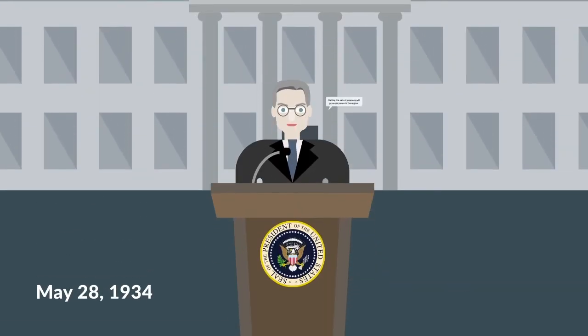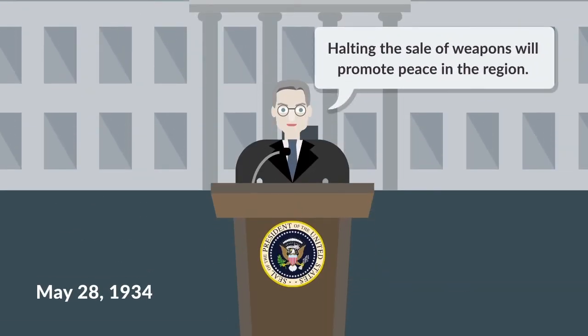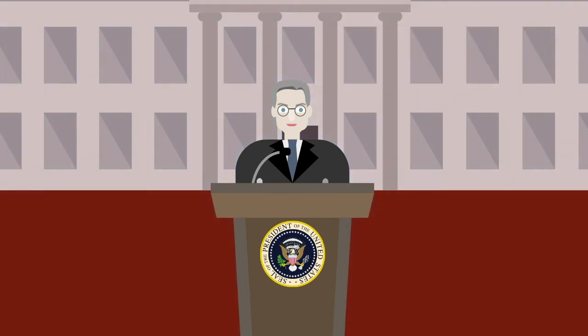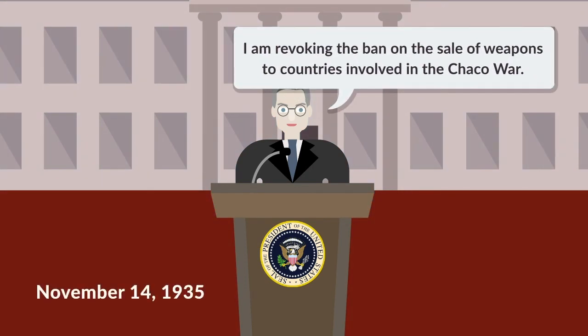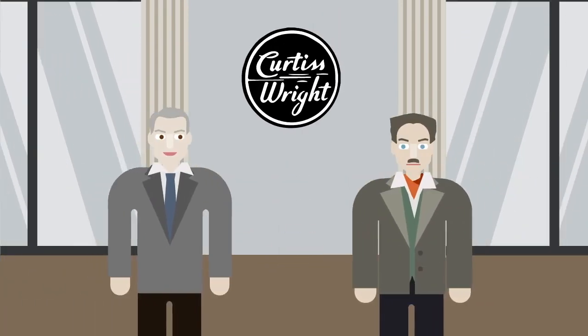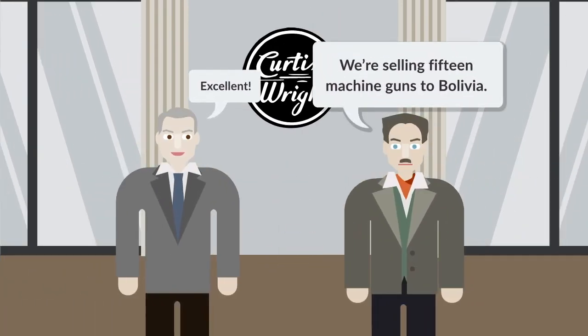President Franklin Roosevelt activated the ban by proclamation that same day. The ban remained in effect until November 14, 1935, when it was revoked by a second presidential proclamation. During the ban, the Curtiss-Wright Export Corporation, a weapons manufacturer, conspired to sell 15 machine guns to Bolivia.